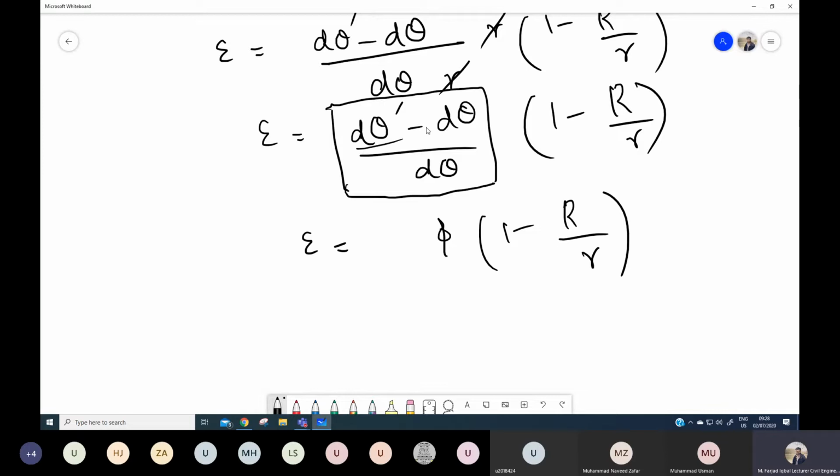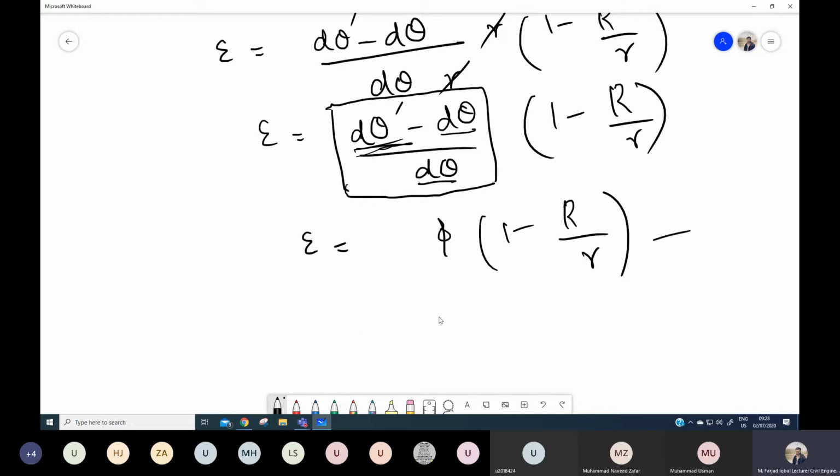And if you see closely, this factor represents one type of strain, that is the strain in this angle dθ. This is the final angle dθ dash. This is the original angle, and the change in angle over original angle. So this factor phi can be represented as the strain in this angle theta, right? So this is also one type of strain. Anyway, it remains constant for one type of beam or for one type of section. And now this is the relationship for the strain in the section.